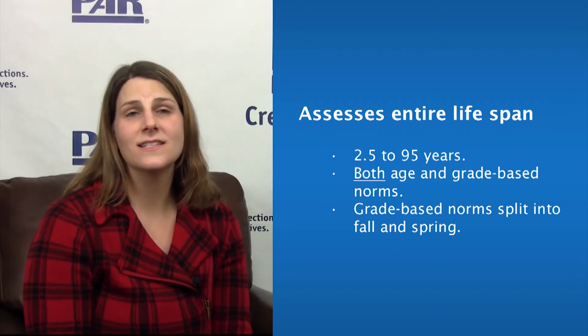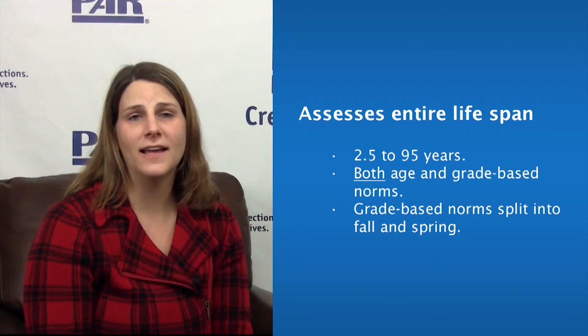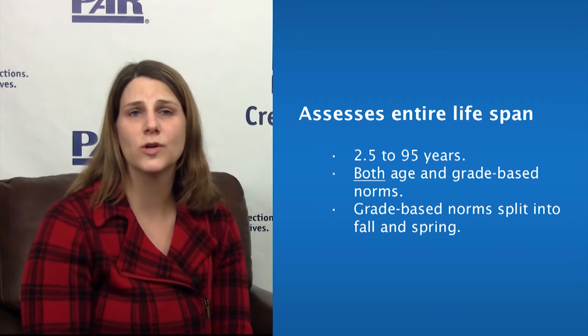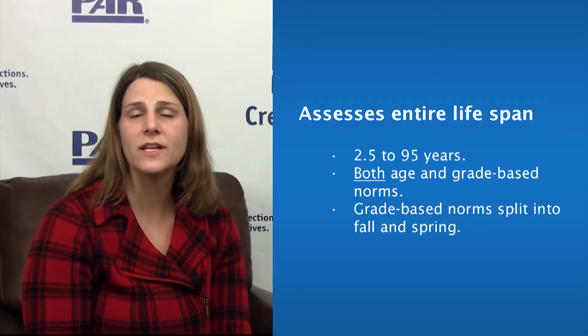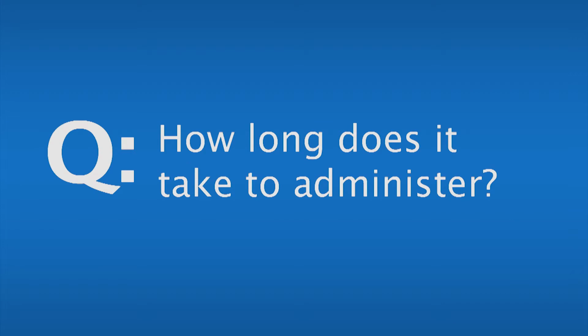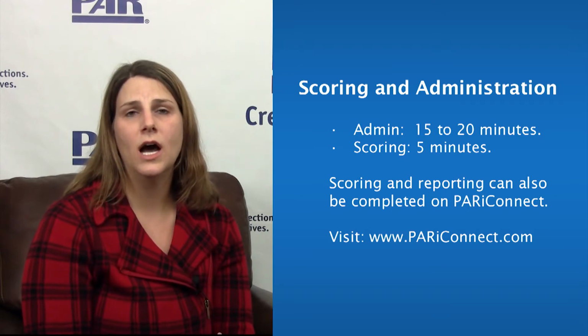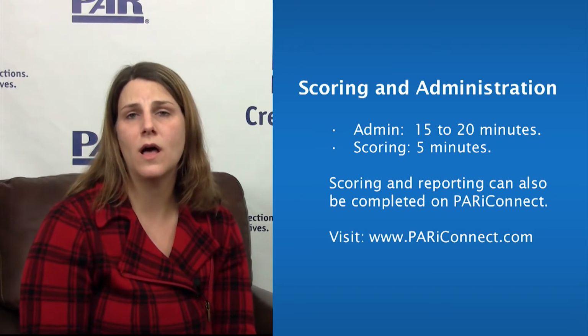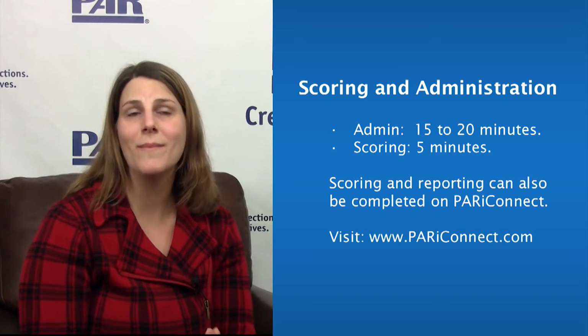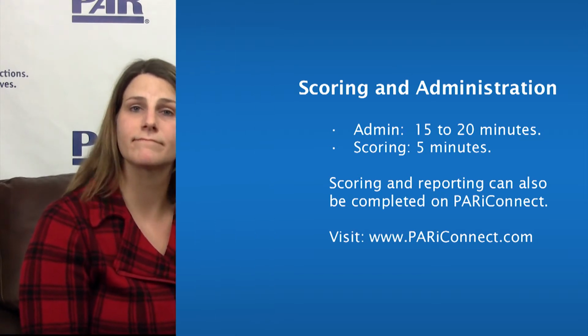The VAS assesses the entire lifespan, 2.5 to 95. We offer both age and grade-based norms, and the grade-based norms we split into fall and spring. And how long does it take to administer? The VAS takes about 15 to 20 minutes to administer and another 5 minutes to score. Scoring and reporting are also available on PAR iConnect, which is our web-based assessment platform.